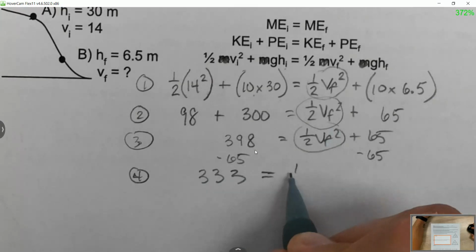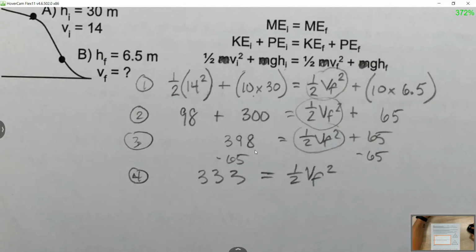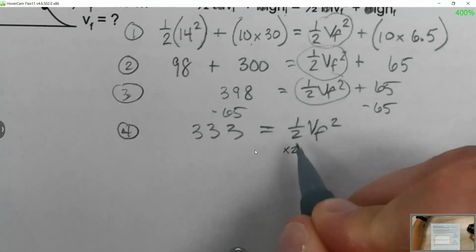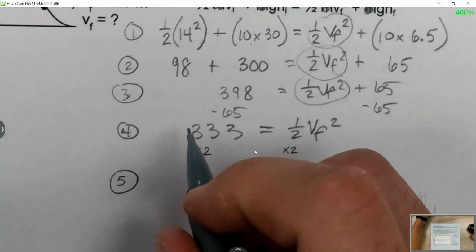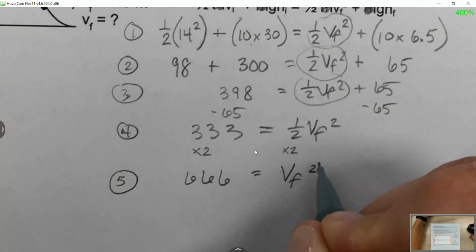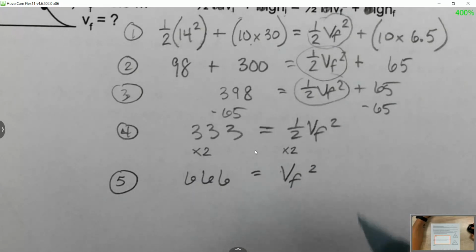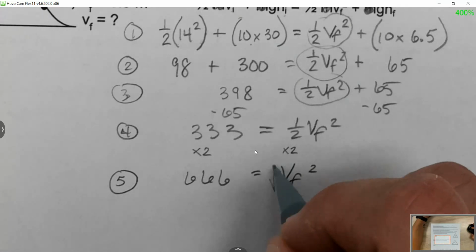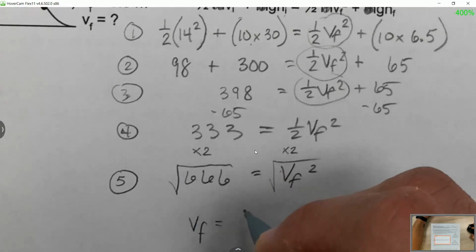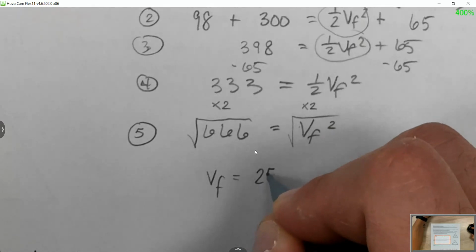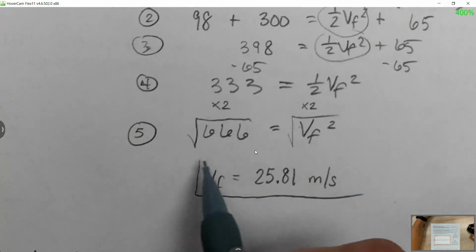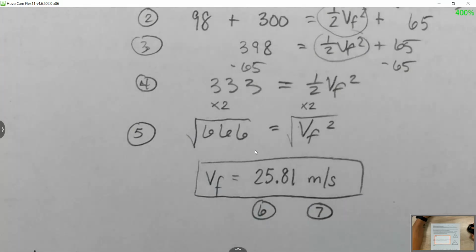equals your 1/2 VF squared. Now, to get rid of the 1/2, you have to double both sides. So this will give us this number, and that is going to leave us with VF squared. To get rid of the square, you have to square root it. So we square root that, which means you have to square root this. That will leave us with approximately 25.81, and it's a velocity, so we're going to be in the units of meters per second. This will be our 6th point and 7th point.